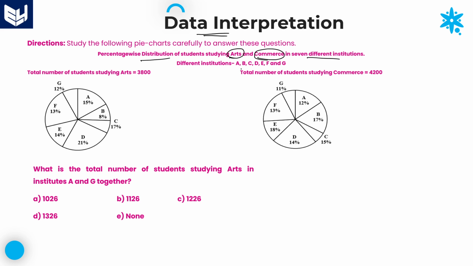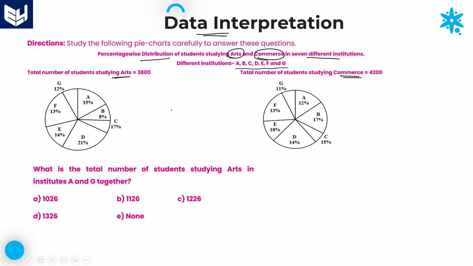Here the different institutes are A, B, C, D, E, F, G. These are the 7 different institutes and also the information which is given in these 2 pie charts. If you look at the first pie chart, it shows the number of students studying in arts, whereas the second pie chart is about commerce. And A, B, C, D, E, F, G are the 7 different institutions. The percentage distribution of number of students is given among arts as well as commerce in these 2 pie charts. This is the complete information.